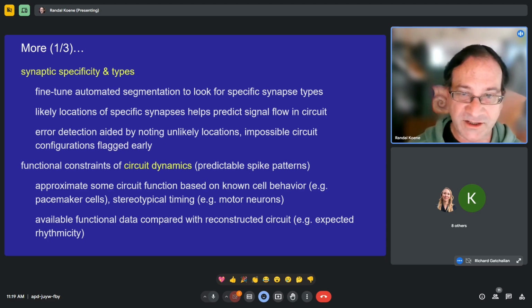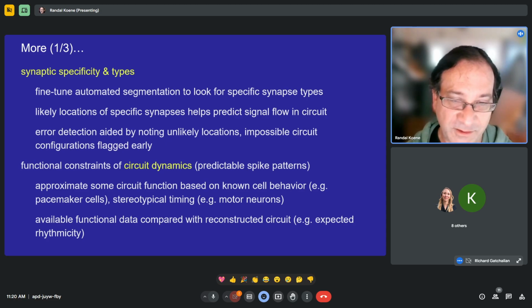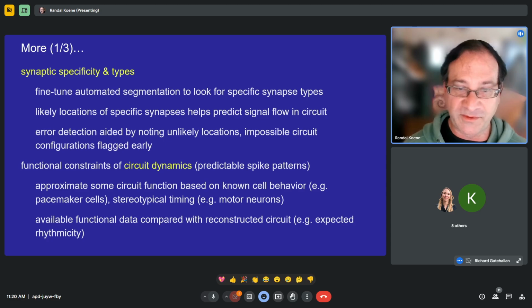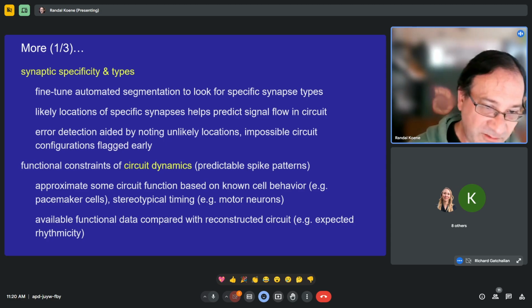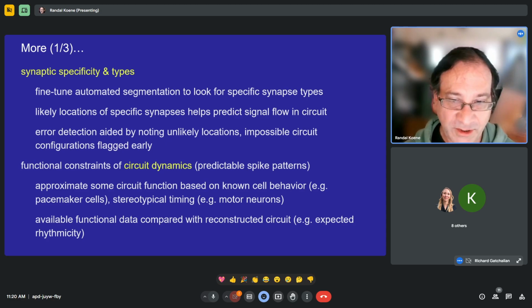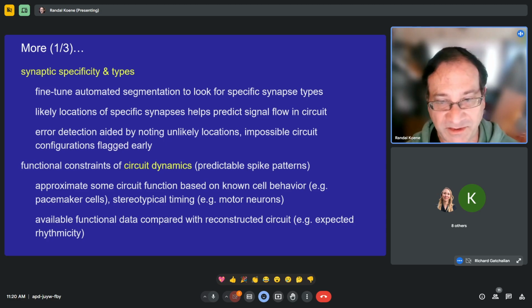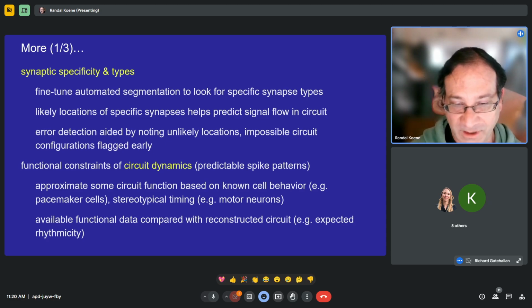Neural circuits follow predictable patterns of activation based on their function, which can guide analysis and validation. Certain neurons, for example, pacemaker cells in oscillatory circuits, have well-defined roles and firing patterns. You might use that to approximate the behavior of the circuit without needing to reconstruct every detail. For example, the neurons in motor circuits tend to follow stereotypical timing patterns, which limits the number of possible functional configurations to be tested. If functional data like calcium imaging or electrophysiological recordings is available, then you can compare that. For example, if a circuit is expected to exhibit rhythmic activity and the reconstructed model fails to reproduce that, well, then you've definitely found something that's likely an error.